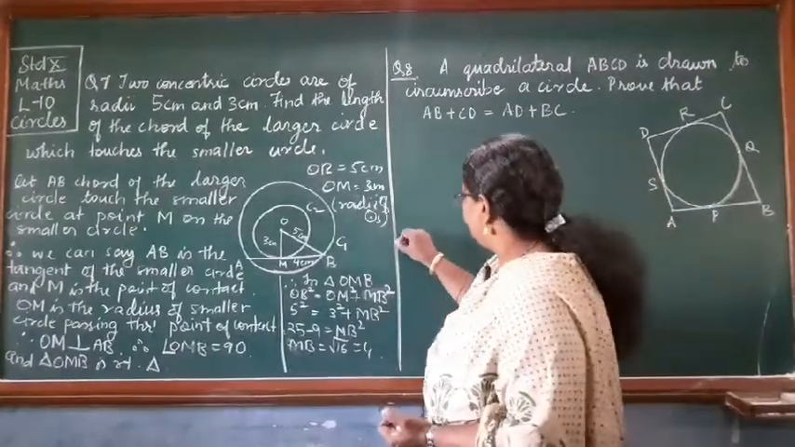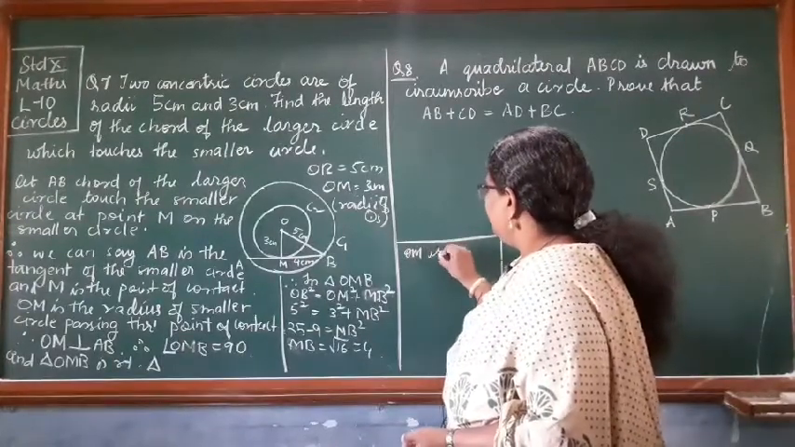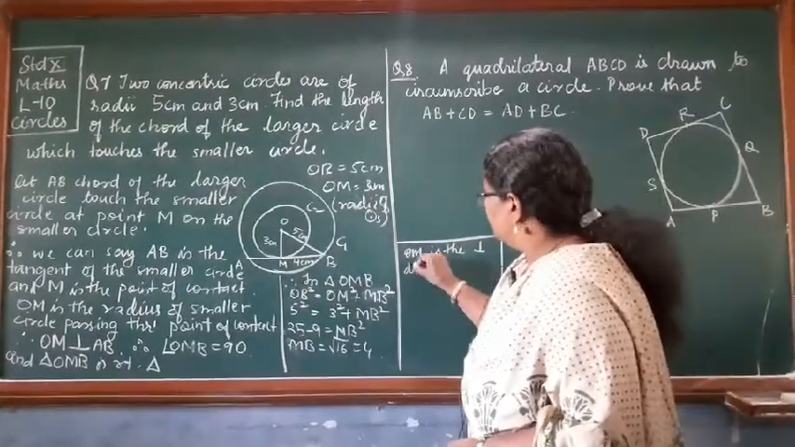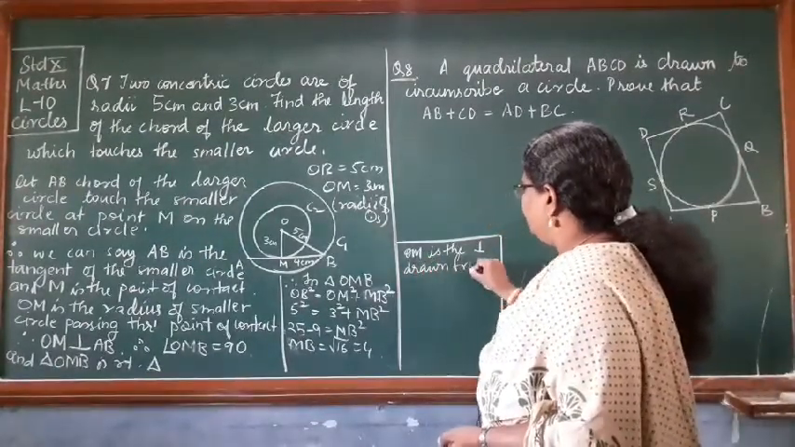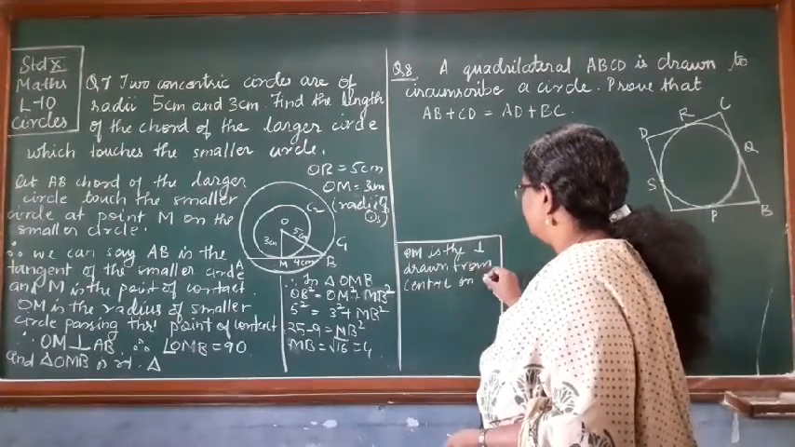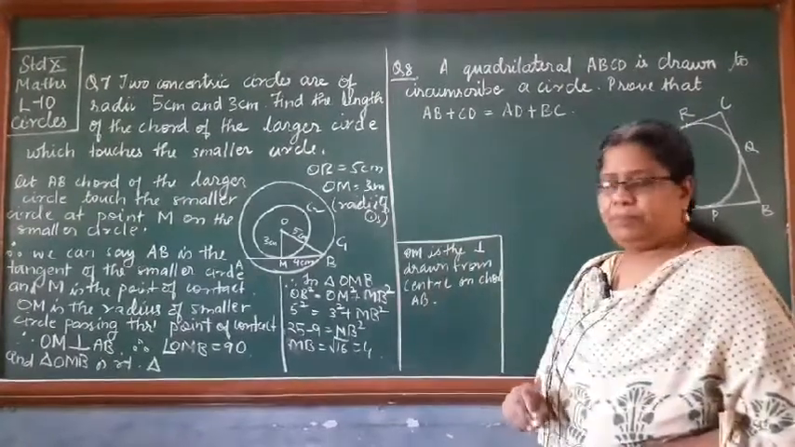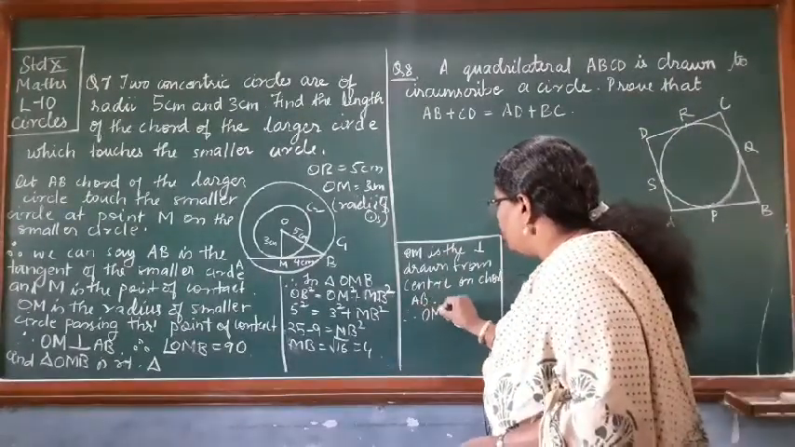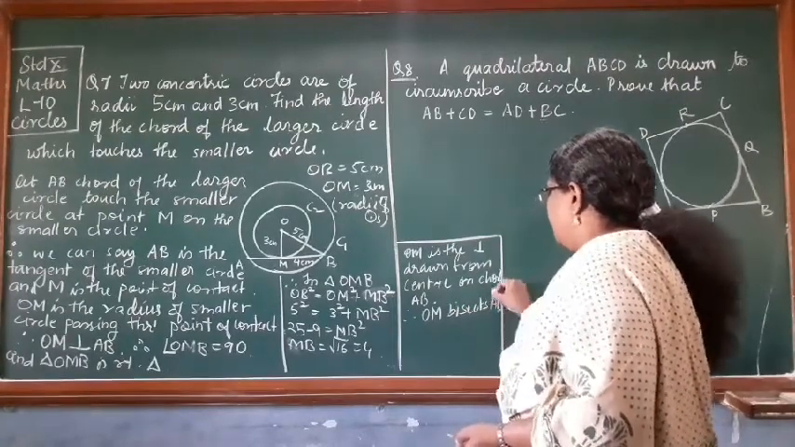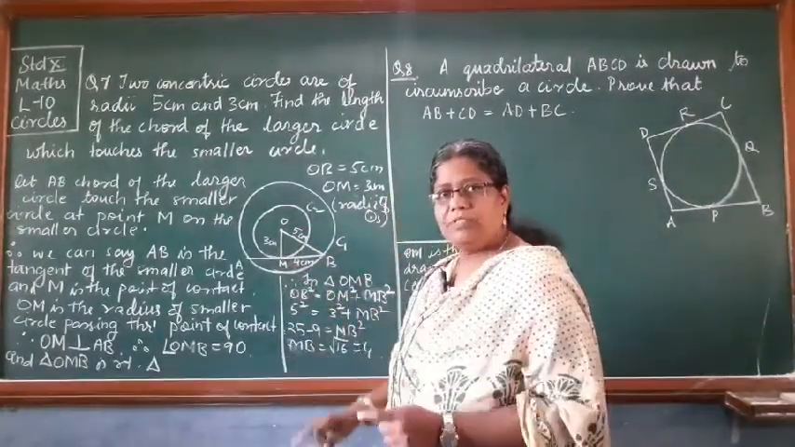So here you can write that OM is the perpendicular drawn from center on chord AB. Therefore, OM bisects AB. तो AB को बाइसेक्ट करता है, ये OM जो है वो AB को बाइसेक्ट करता है, मतलब दो इक्वल हाफ्स में डिवाइड करता है.